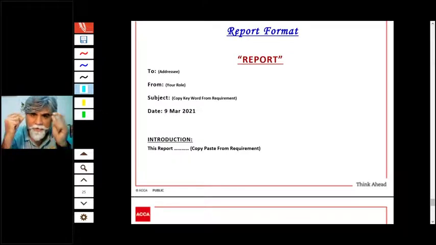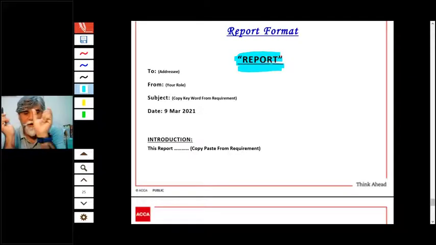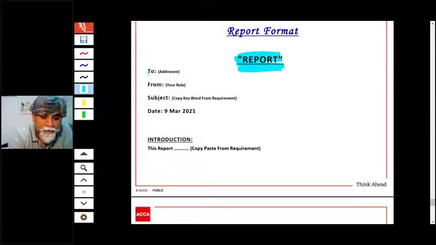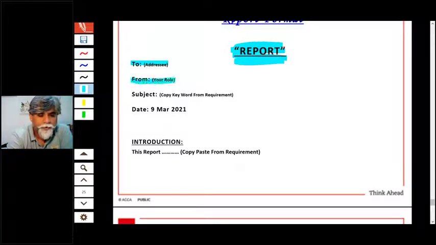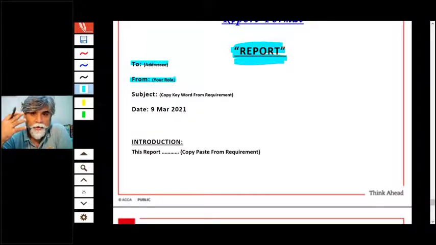In fact, each and every requirement should start from a fresh page. But for CBE students, obviously it is a running page, while for manual, it has to be a new page. You will give a broad heading called report. It will be right in the center of your page so that the examiner can see very clearly that it's a report. Then there will be a To, and in To you will need to address who the report is addressed to. From: your role. Your role would be given in the question.